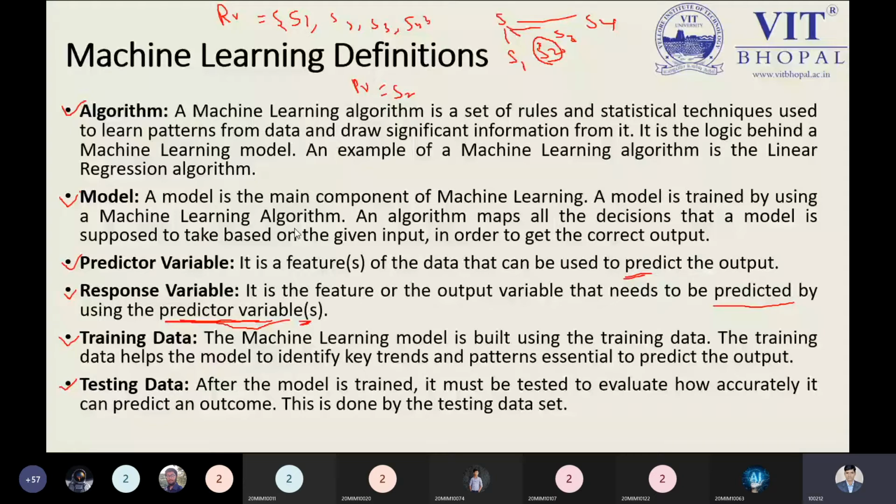Then a model. The model will respond with something to give my prediction outcomes. The variable which is providing the response to the predictor variable is known as the response variable. The response variable is also known as the output variable, and that needs to be predicted using the predictor variable. That is the point. So these are the four terms we have to keep in mind, and the other terms are the important training data.